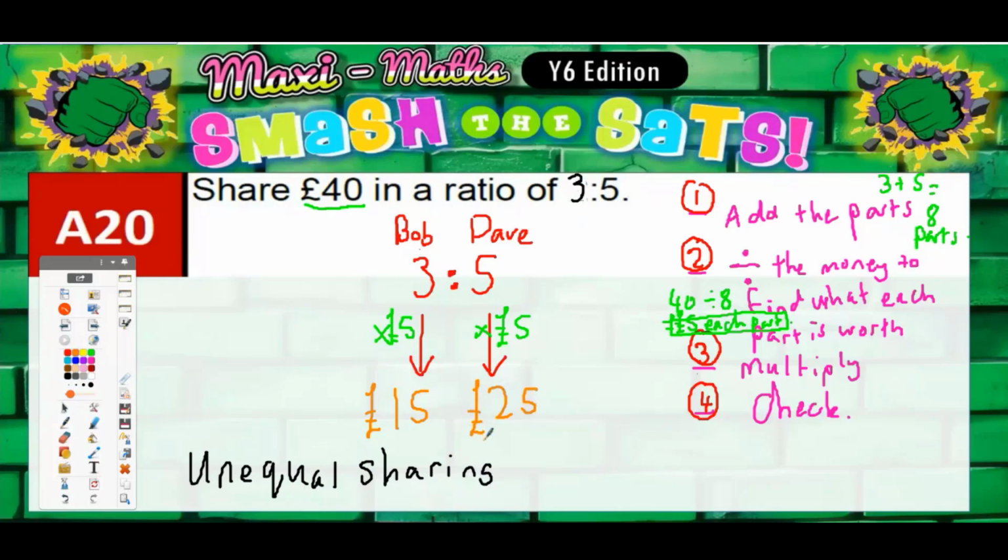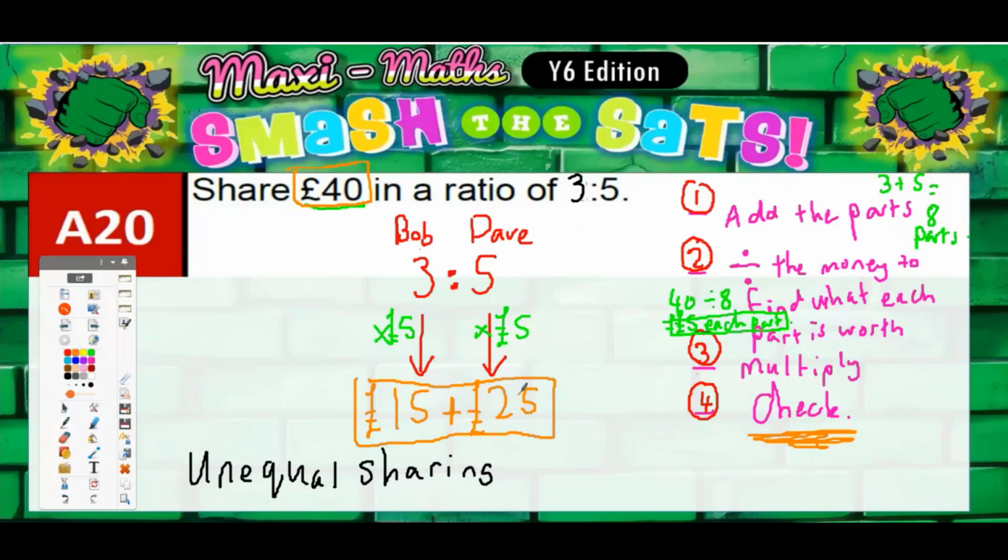And that's basically it. There is one final step that you should do, which is a check. Now, the check is an easy way to know that you've got it right, because we started off with £40, and you should just check that the two numbers you've ended up with, 15 and 25, add up to the original £40, because you shouldn't end up with any more or less than the £40 that we started with. We don't lose money or gain money, we're just sharing that original £40.